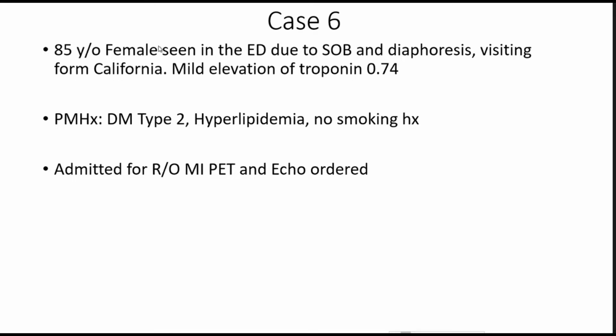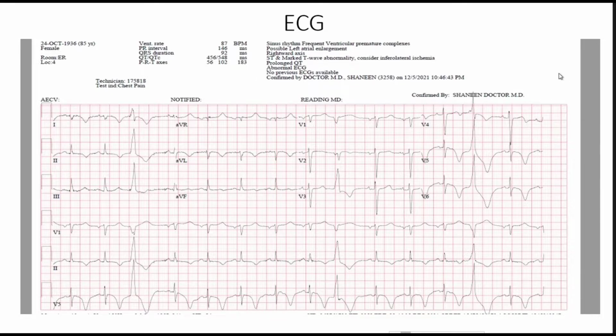Another older female seen in the emergency room again with shortness of breath, diaphoresis, and she's visiting from California, but she also shows up with a mildly elevated troponin. She has risk factors for coronary disease of diabetes, as well as hyperlipidemia. So again, she's admitted for the top two, the PET and the echo. And this is her presenting EKG. She came to the emergency room.